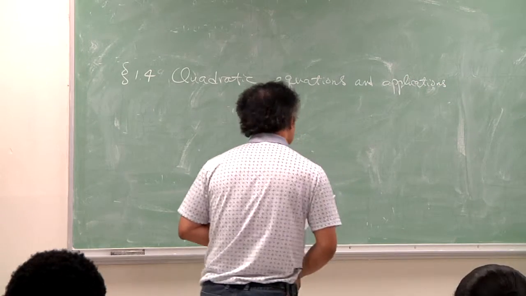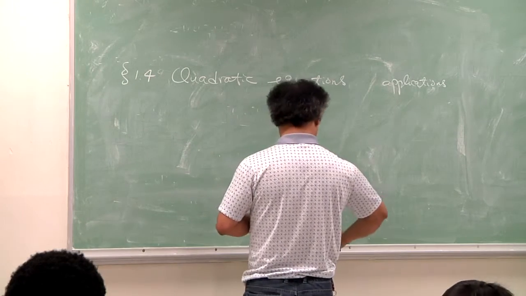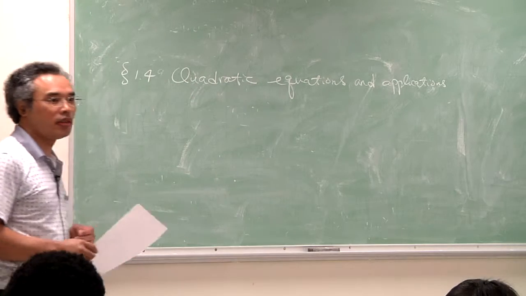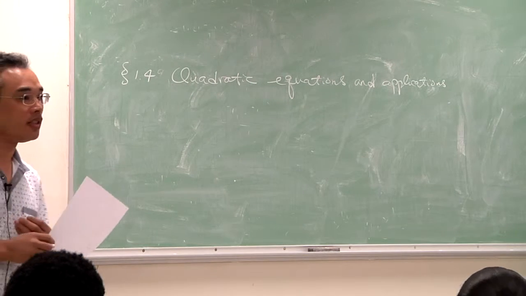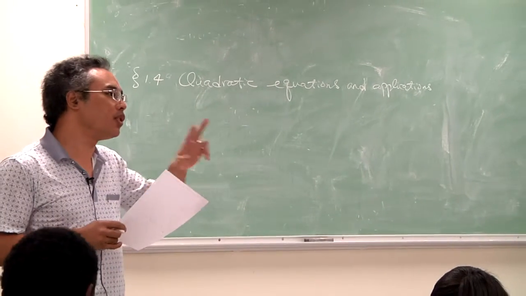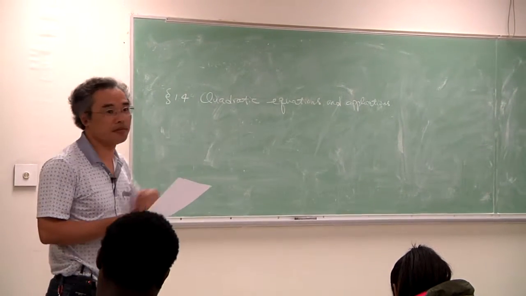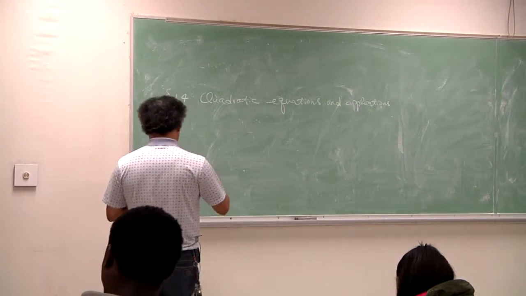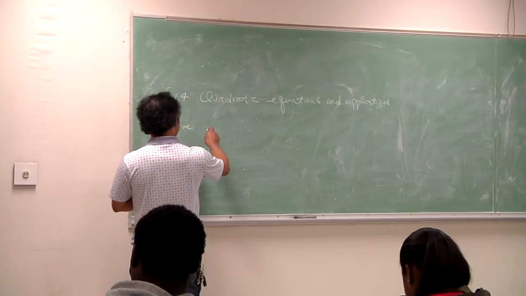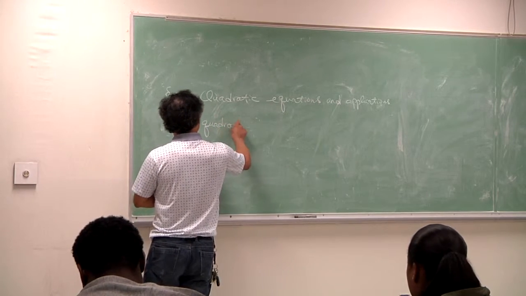Can you see it? So what's a quadratic equation? A quadratic equation has degree 2, with x squared or something, in addition to the linear terms. So we're going to solve quadratic equations in different ways, as I said before.